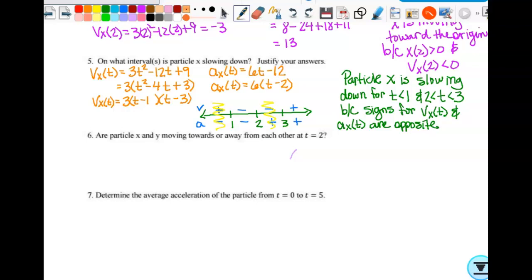All right, so let's look at this one. Are particle x and y moving towards or away from each other at time equals 2? So what do we need to consider? Velocity, y. What does velocity tell us? What does the sign of velocity tell us? So what does positive velocity mean? There you go. So the sign of velocity tells us direction. What else do we need to consider?